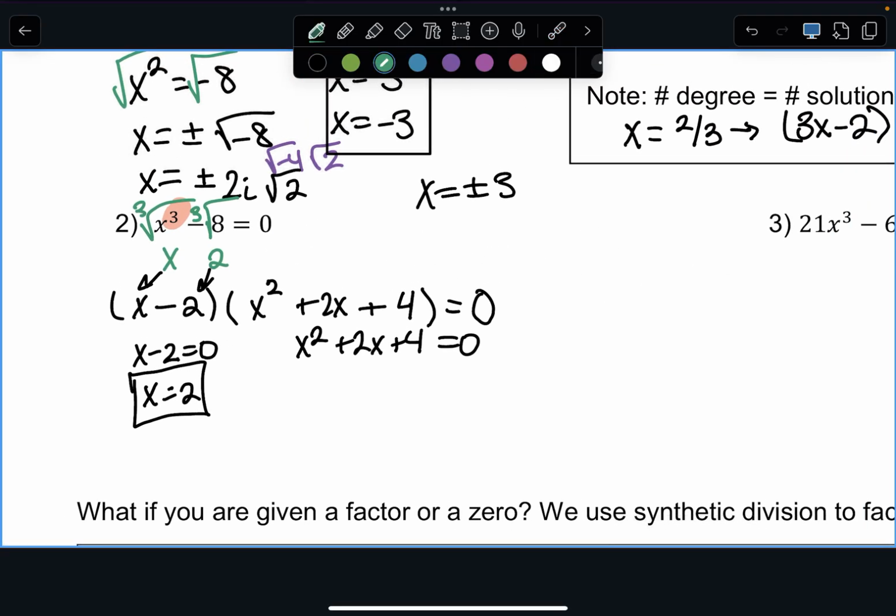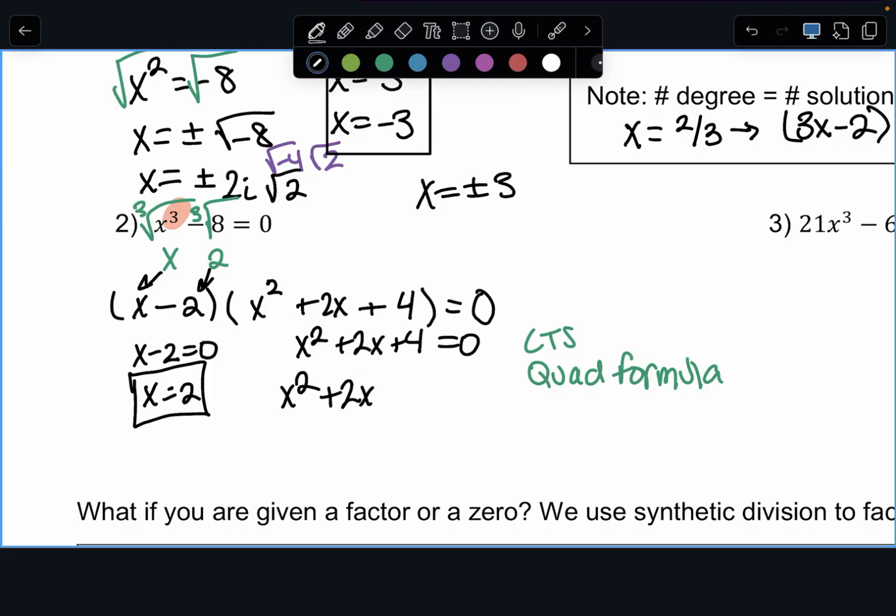Those are your 2 options for that trinomial that comes out of a difference or sum of cubes. These are your options. Complete the square or quadratic formula. Let's complete the square for good practice. First step to completing the square: subtract 4 from both sides, leaving a little space.